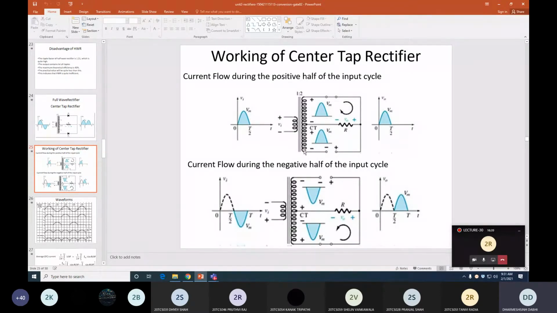So the lower terminal is positive. In the same way, at the secondary side there is also a polarity change. The upper terminal becomes minus, lower plus. In the same way in the second half, upper is minus, lower is plus.